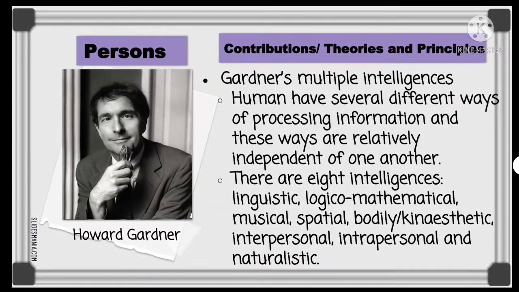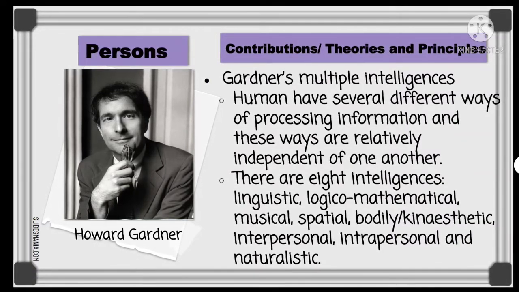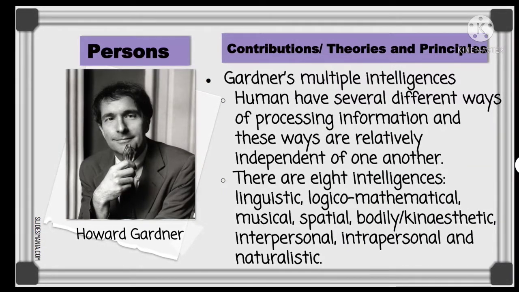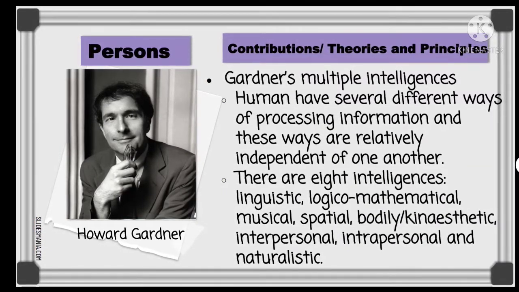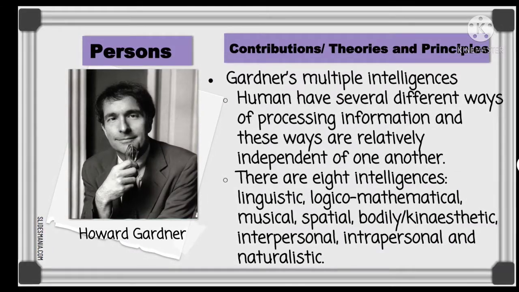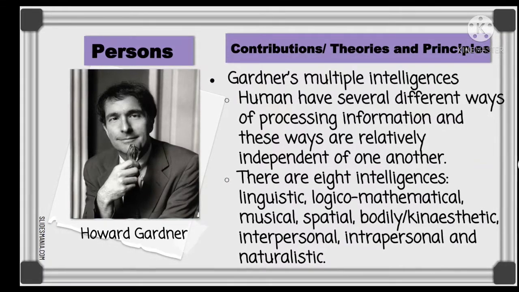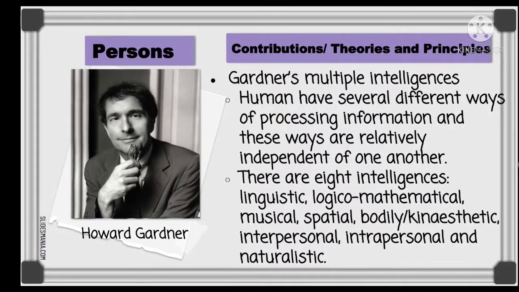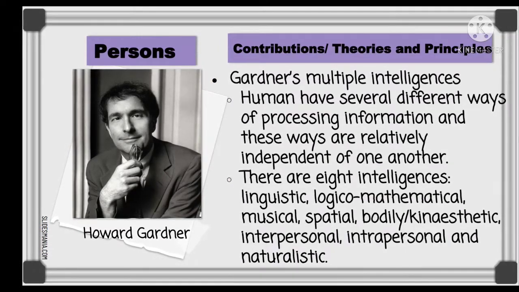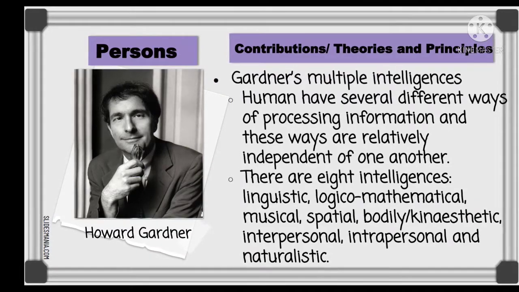The next one is Howard Gardner. So, as for him, humans have several different ways of processing information, and these ways are relatively independent of one another. So, there are 8 intelligences according to Gardner. So, these are the linguistic, logico-mathematical, musical, spatial, bodily or kinesthetic, interpersonal, intrapersonal, and naturalistic.